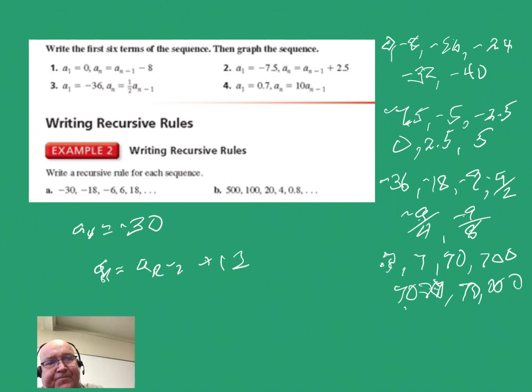Alright, the next one over here, we're multiplying by 1/5. So again, I'm going to define my first term, A1 equals 500. And any term I want to find is going to be 1/5 a to the n minus 1.